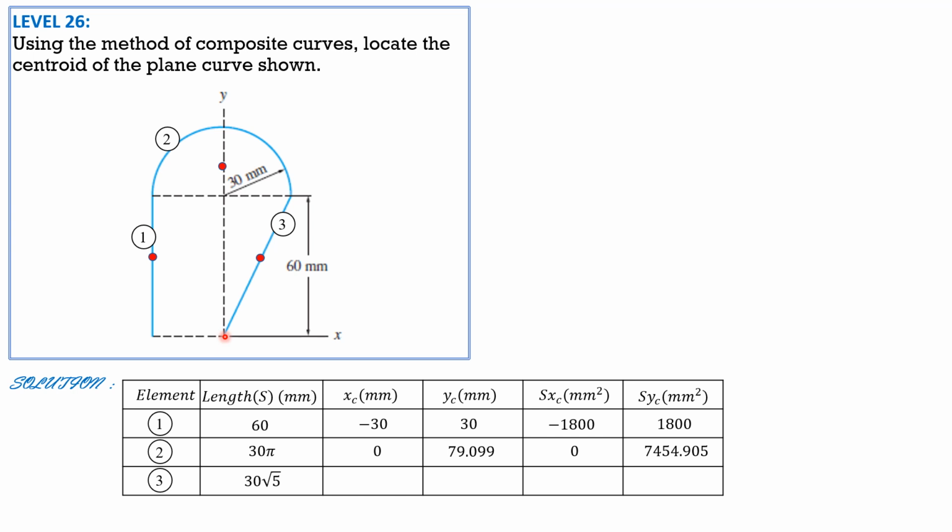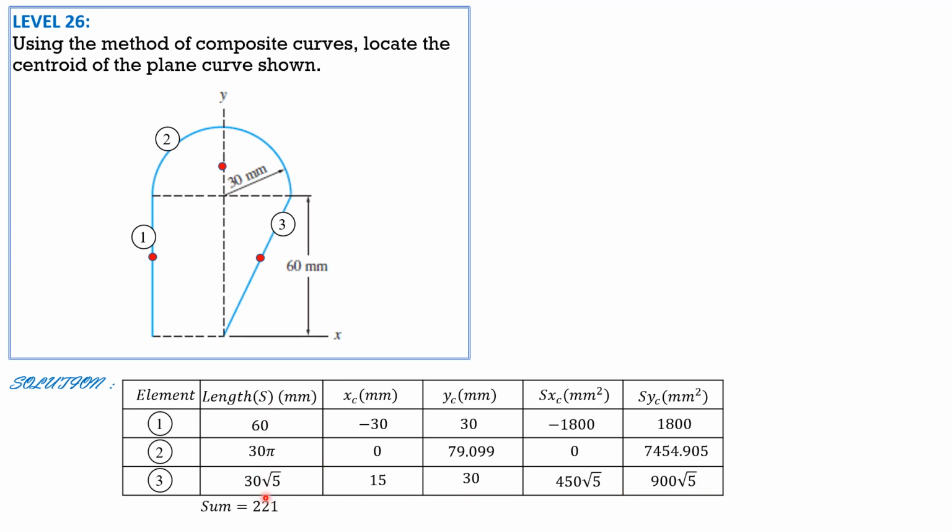For element 3, the length is square root of 30 squared plus 60 squared by Pythagoras theorem. So 30 square root of 5 mm. Its x sub c is the x coordinate of the midpoint, so half of 30, that's 15. Or right x 30 plus left x 0 over 2, so that's 15. Similarly, upper y 60, lower y 0, divide by 2, so 30 mm, that's y sub c. And 30 square root of 5 times 15 is 450 square root of 5. 30 square root of 5 times 30 is 900 square root of 5.